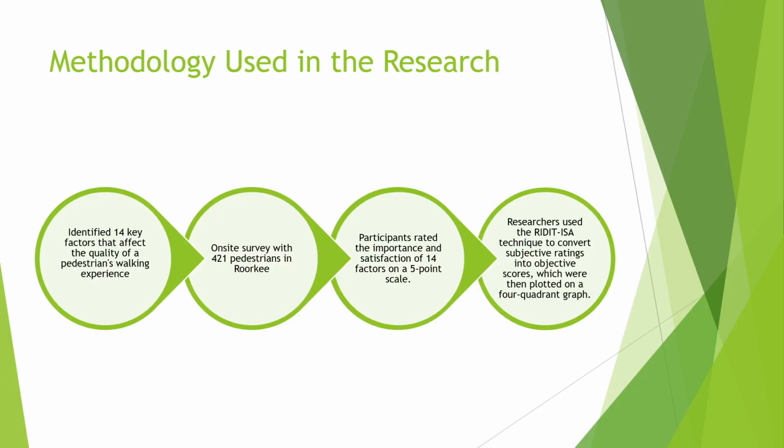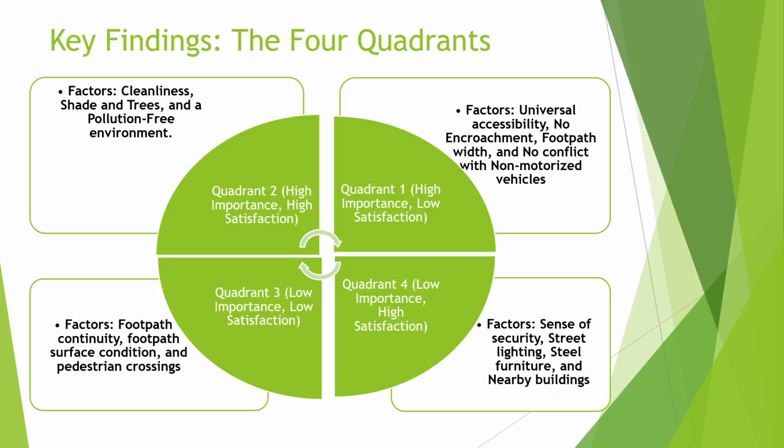Now, what was the methodology used in the research? At first, the researchers identified 14 key factors that affect the quality of a pedestrian's walking experience. They conducted an on-site survey with 421 pedestrians in Roorkee, and the participants rated the importance and satisfaction of the 14 factors on a 5-point scale. Finally, researchers used the RIDIT ISA technique to convert subjective ratings into objective scores, which are then plotted on a 4-quadrant graph. Now, these are the major key findings from the research.